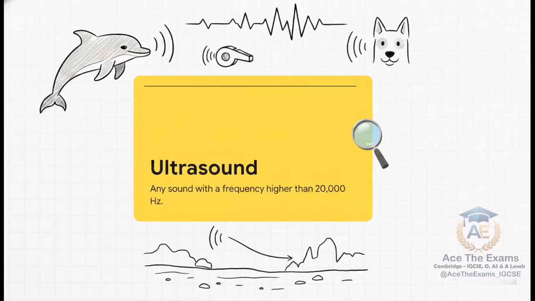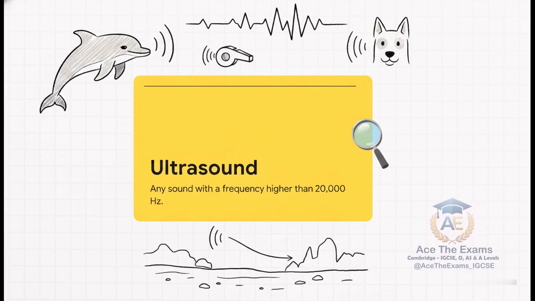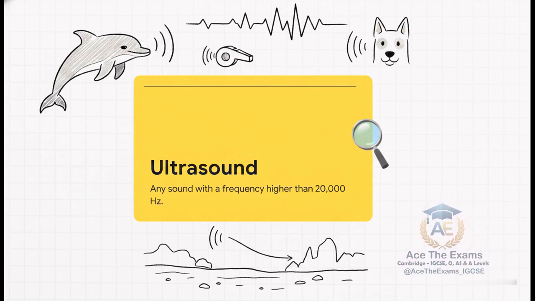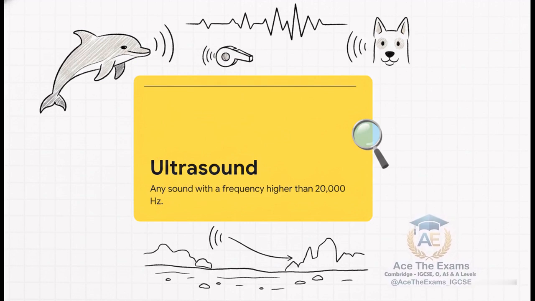But what happens when frequencies are pushed past that 20,000 hertz limit? We enter the realm of ultrasound. Now, humans are entirely deaf to these high-speed vibrations, but the animal kingdom sure isn't. Dolphins use ultrasound to communicate and navigate through the dark ocean, and dog trainers use special ultrasonic whistles to give commands that we humans can't even hear.